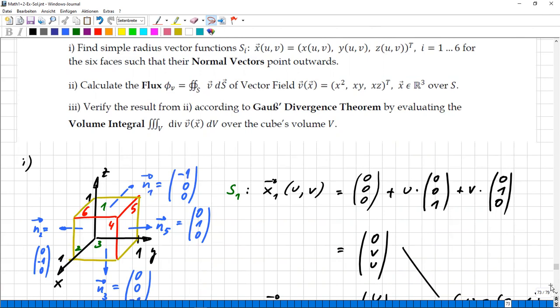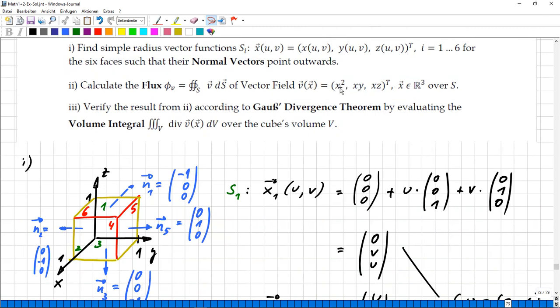Now, this has to be split up in 6 parts, which we have to sum up, of course, because our different faces of the cube are described differently. So in the first step, we have to replace any occurrence of x here against 0, any occurrence of y against v, and any occurrence of z against u. That's what we do. Let's just do it in mind now. So 0, v, u have to be used instead of x, y, z.